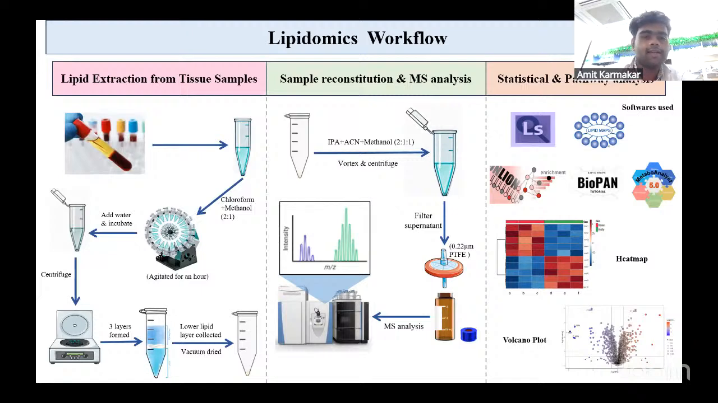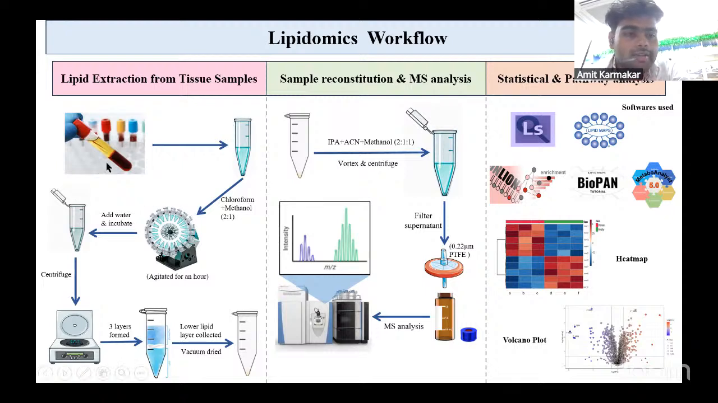It will make a biphasic layer. Whenever we use chloroform methanol, the chloroform will disrupt the hydrogen bonds and electrostatic interactions of the proteins, and the metabolites will be dissolved in the methanol. The lipids will be highly dissolved in the chloroform, which will be in the lower part of the tube.